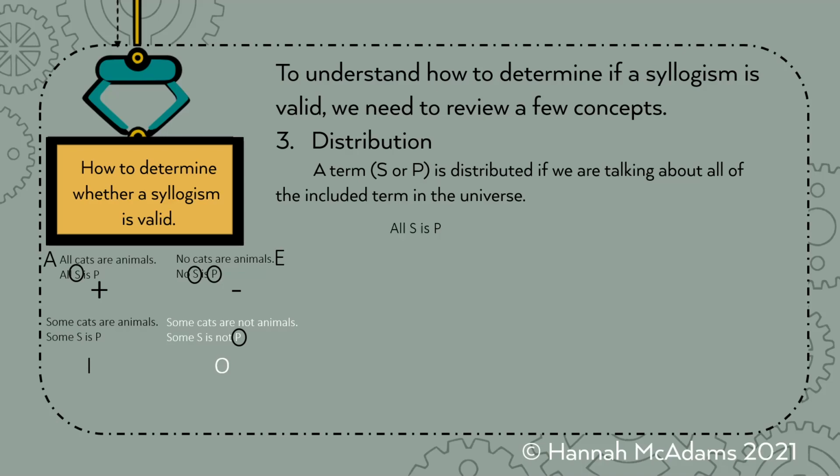Let's do this one more time. All S is P, no S is P, some S is P, some S is not P. And then what do we circle? I like to circle the S's at the top, S, S, and the P's on the right, P, P. Okay, hopefully that helps you.